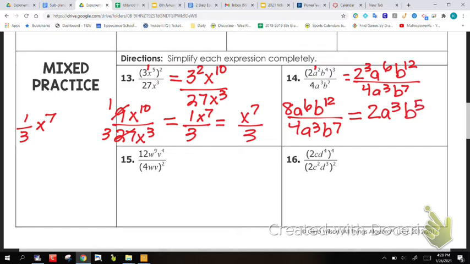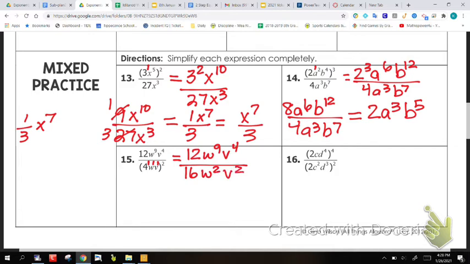15, again, you need to use your power rule first because we need to get rid of those parentheses. So my numerator is going to stay the same for right now. The denominator, remember your power rule, you have to take all these exponents, which are all 1s, and multiply them by the 2 on the outside. So that would be 4 squared, which is 16, w to the 2nd, v to the 2nd.